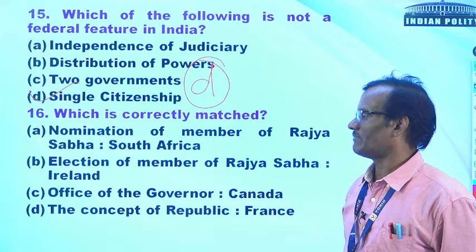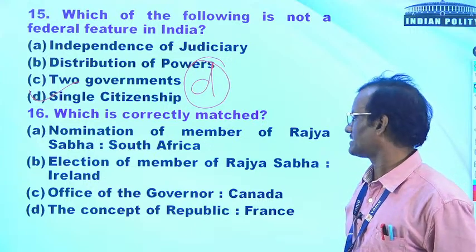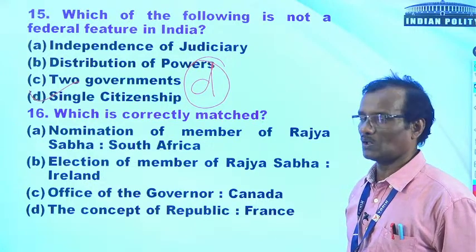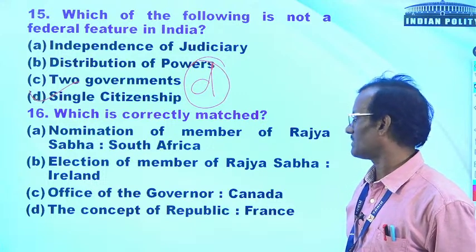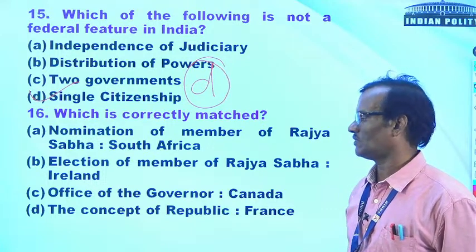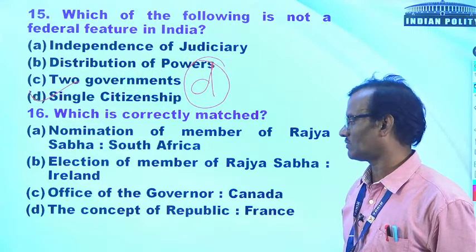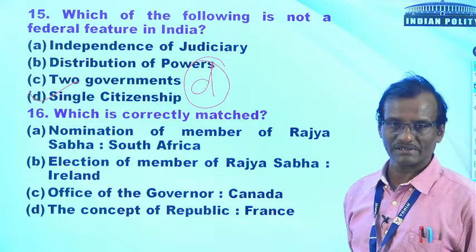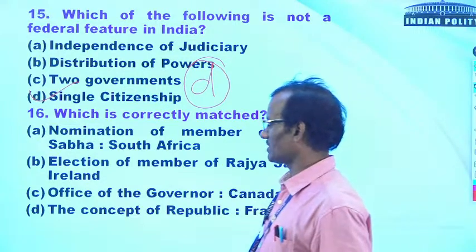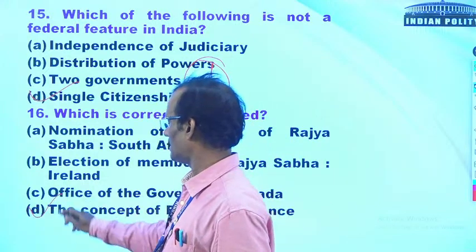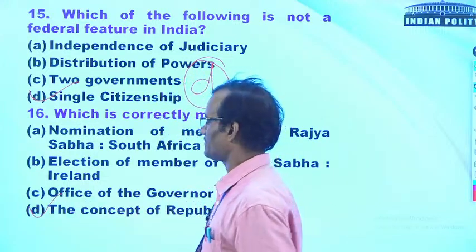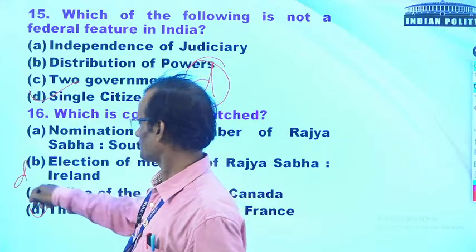Which is correctly matched? Nomination of members of Rajya Sabha, South Africa, no. Election of members of Rajya Sabha, Ireland, no. Office of the Governor, Canada, no. Concept of Republic, France is correct. Office of the Governor is borrowed from the Government of India Act 1935, so that is wrong.